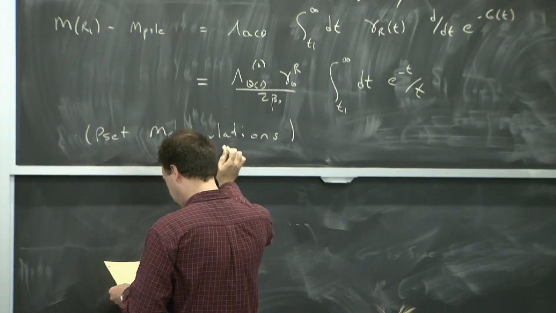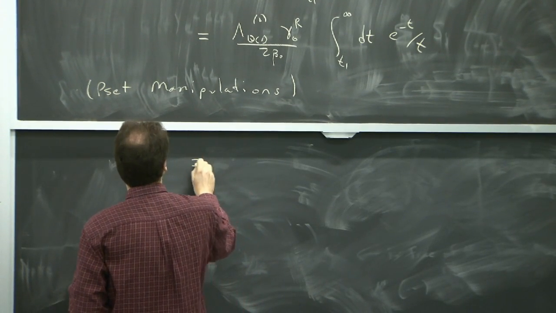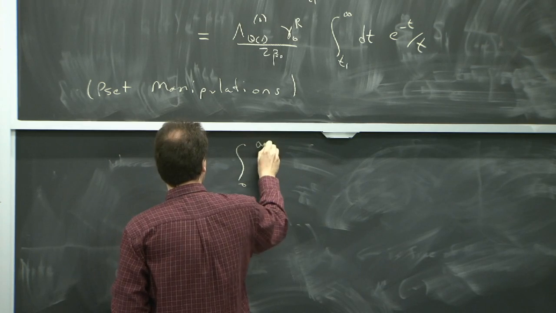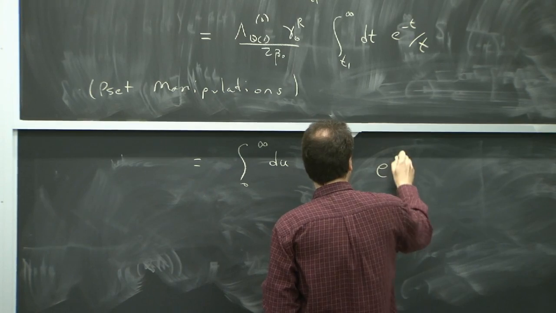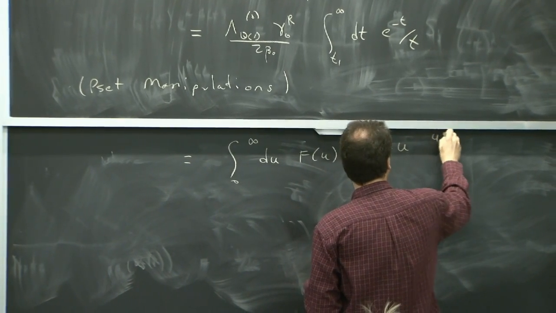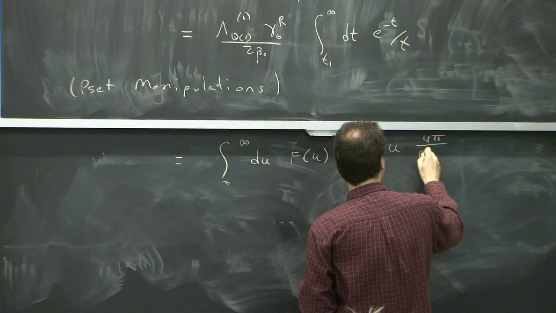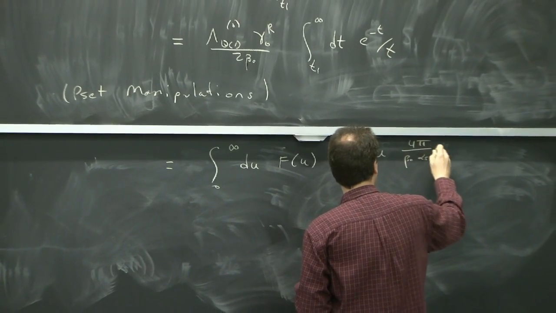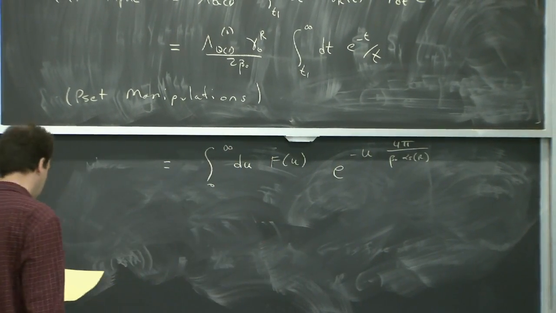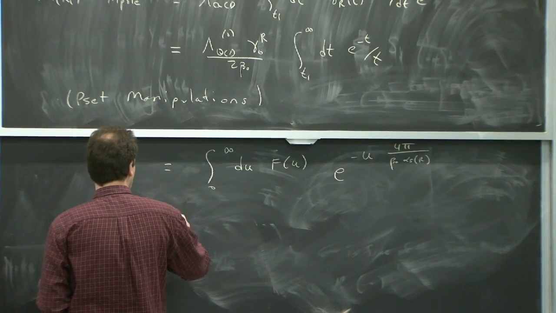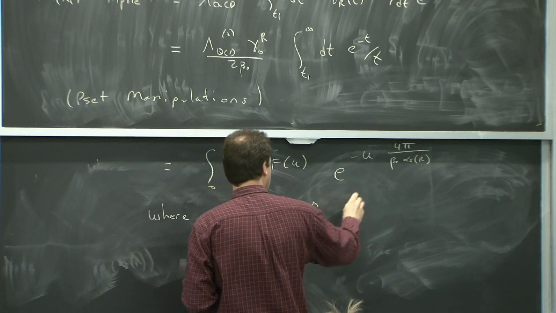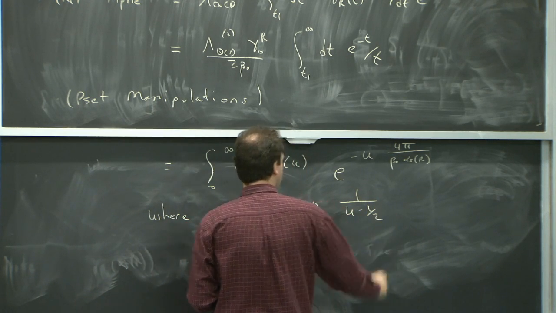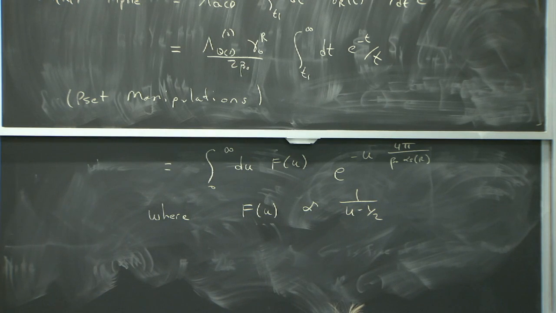And write it in the form of a Borel integral, with an exponential that's exactly the Borel transform variable. So I just change variable from t to u, and I get this integral. And if you do that, what you find is that f of u is proportional to 1 over u minus a half. What's the lower limit of integration? 0. Yeah.